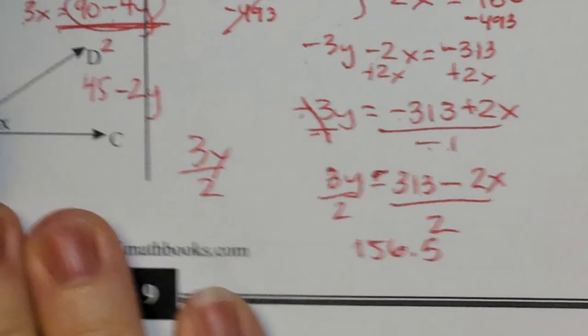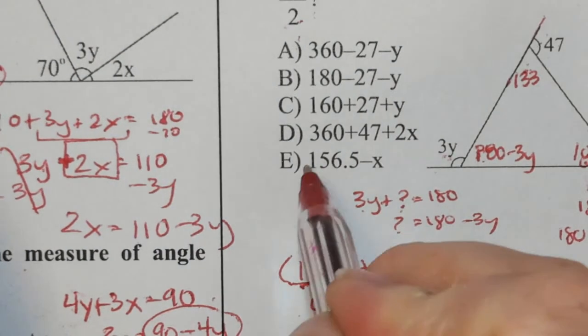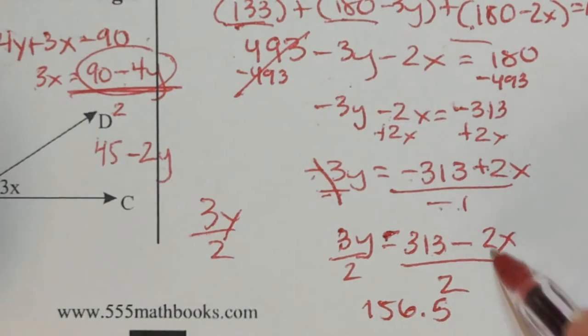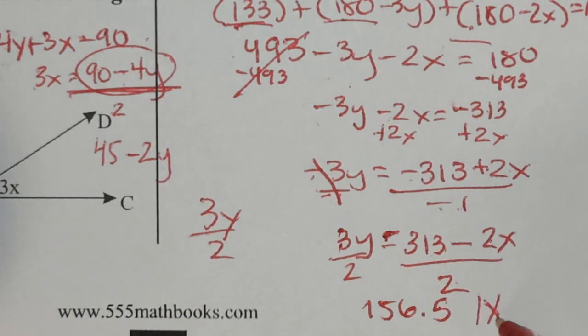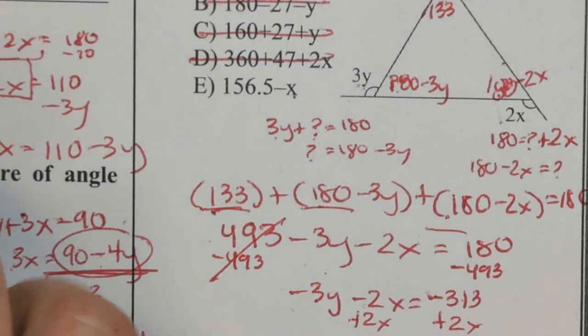Let's look at their options. The only one with a 156.5 is E. I can eliminate everything else, and I don't even have to worry about working through to know that 2 divided by 2 is 1. Attach the x, bring down the negative sign, and that's how they obtain the answer of E.